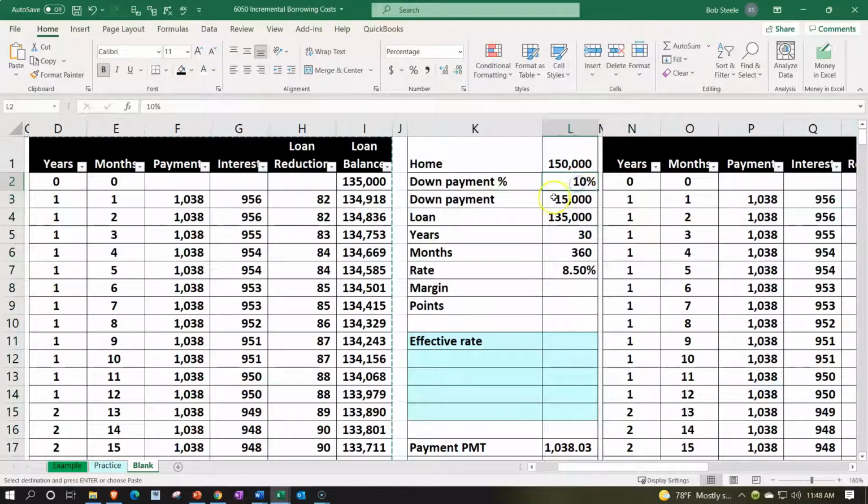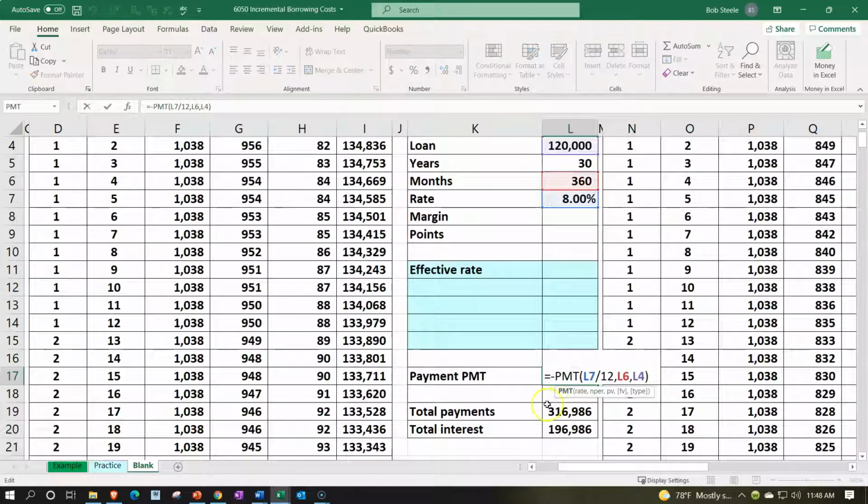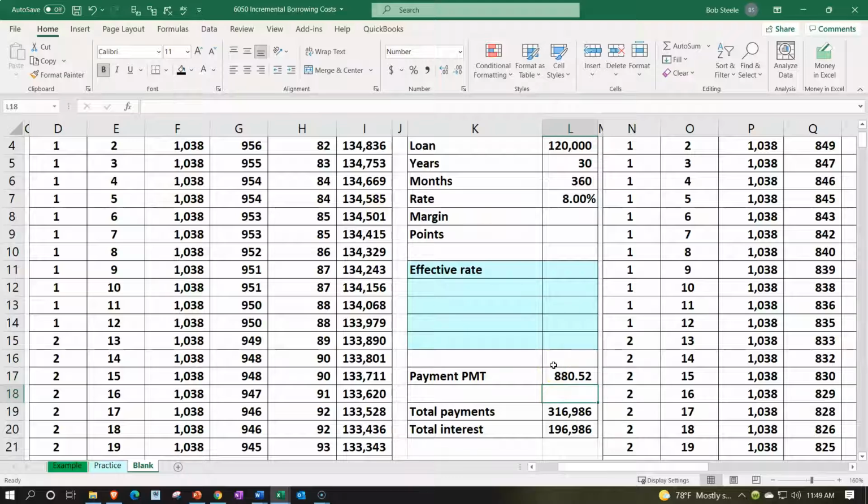We're going to change the down payment from 10% to 20%. So we're saying we're going to put 20% down, $30,000. That's going to make the loan go down to $120,000. Still a 30-year, 360 months. But the rate now is also going to go down to 8% if that were the case. The payment calculation, then recalculating our data, now calculating at the 880.52.